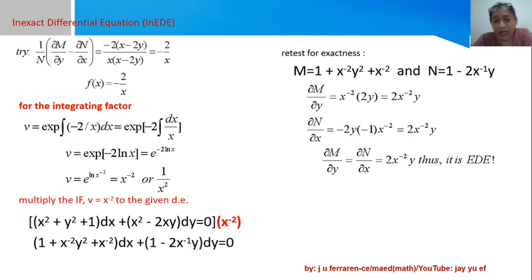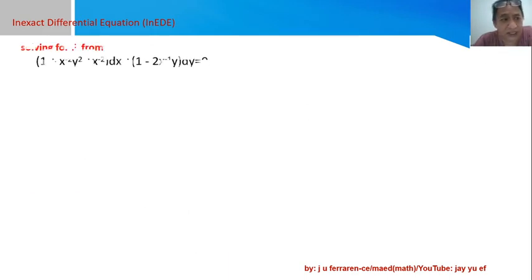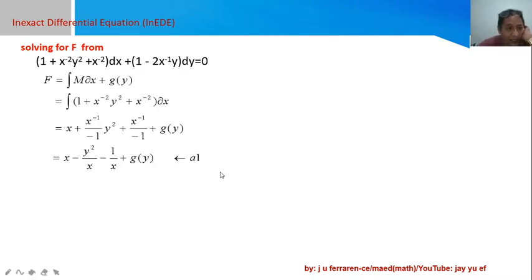So I can proceed to solving for f. This is how to solve for f, with the new equation already transformed to an exact DE. I can integrate my first term partially with respect to x, and I'll be adding the constant of integration containing a function in y. So what are the terms coming from the coefficient of dx? We have 1 plus x to the power minus 2 y squared plus x to the power minus 2.